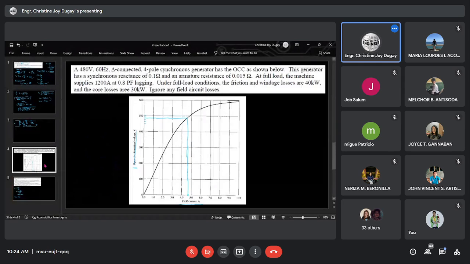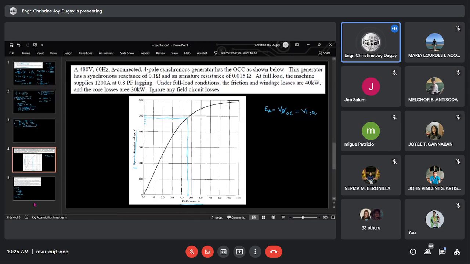Okay, so ako na lang, no? So from this figure, paano kaya tayo makakuha? E-terminal. This is OCC, no? So since sa OCC po natin, ang sabi po natin is EA is equal siya kay V-phase. Tama po ba? So since this is connected in delta, so ibig sabihin ang VT natin at OC is equal sila. Di ba? Yes or no?